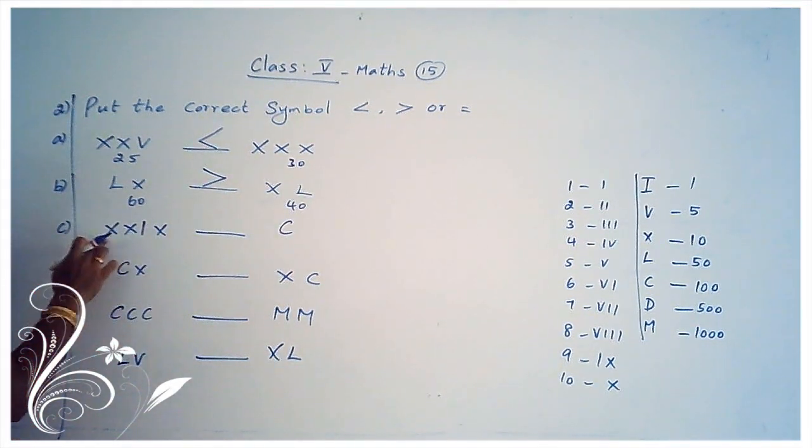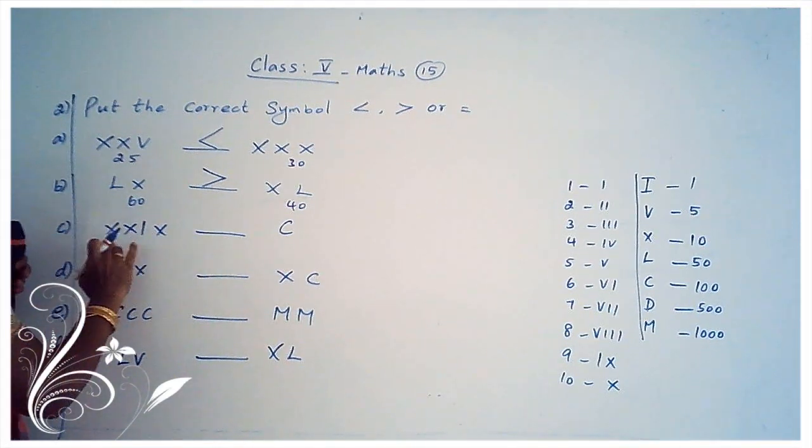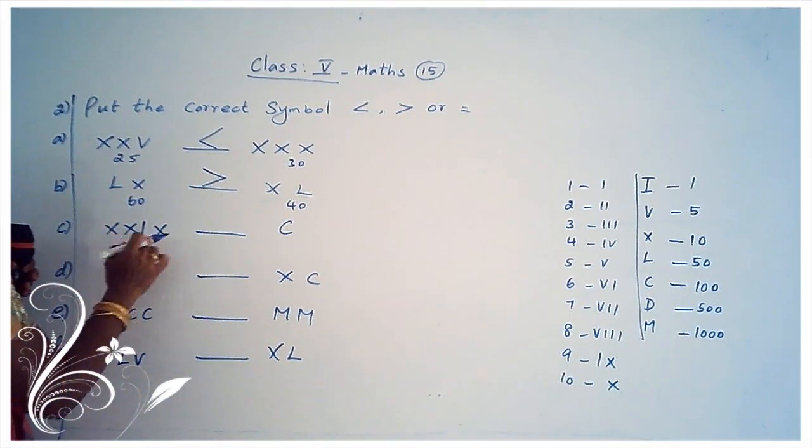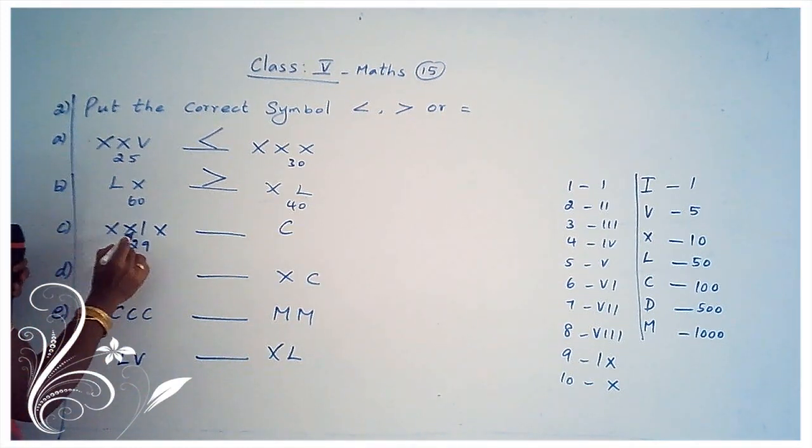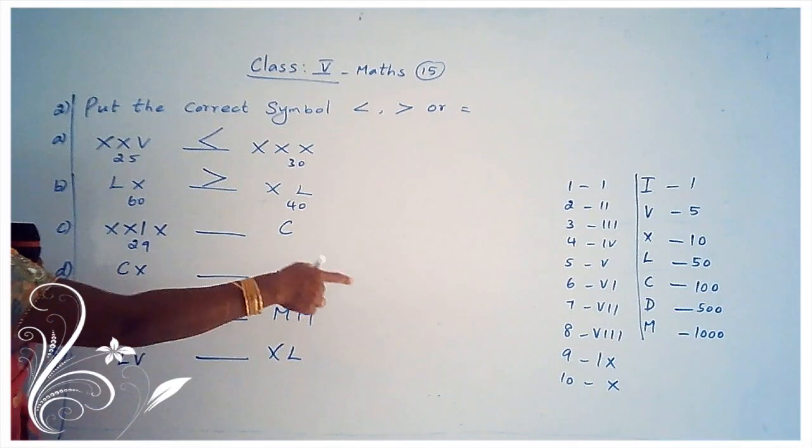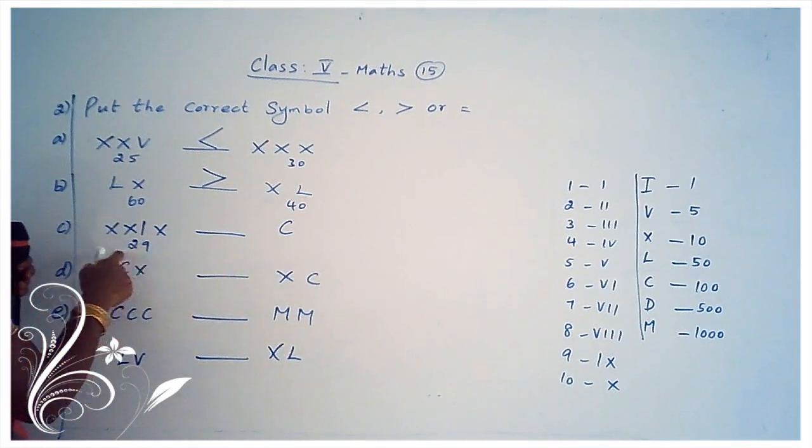Now you come to see XXIX. So XXIX stands for 29. Yes or no? XX means 20. IX means 9. So 20 plus 9, 29.